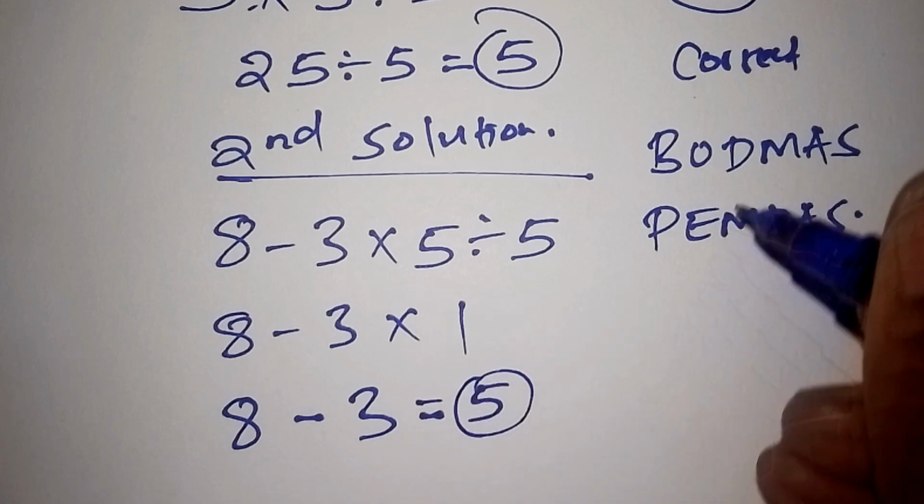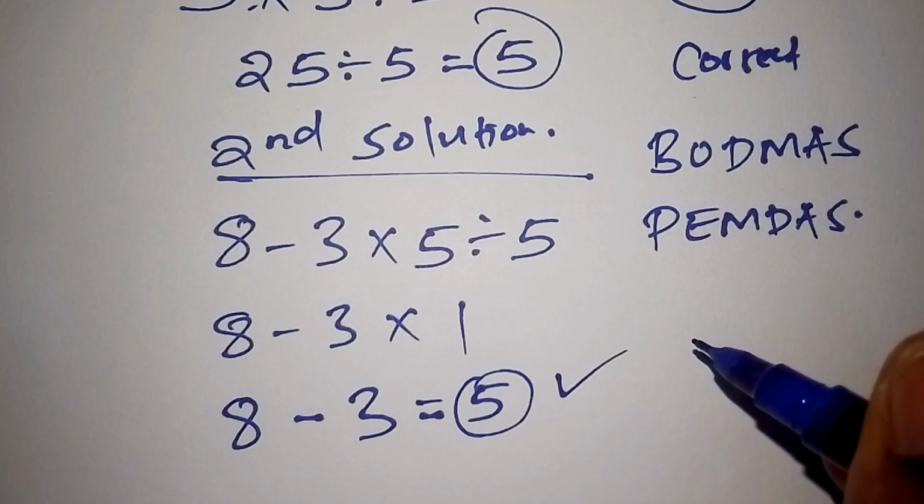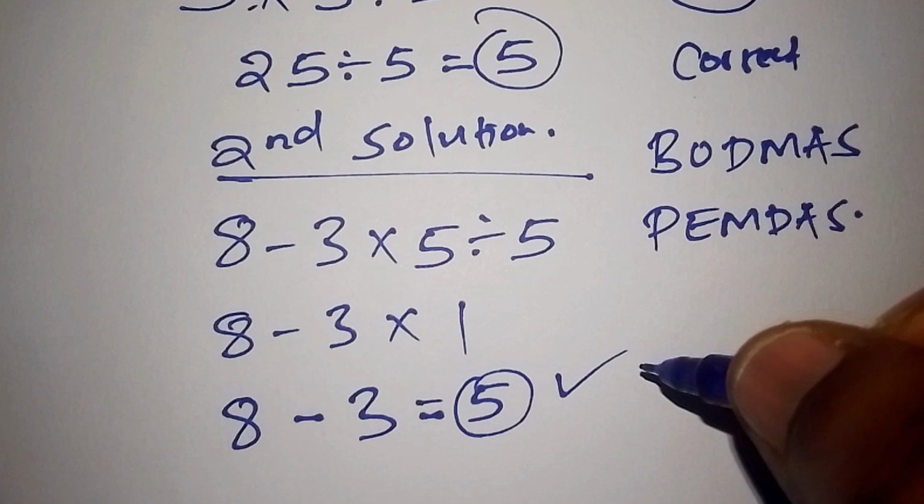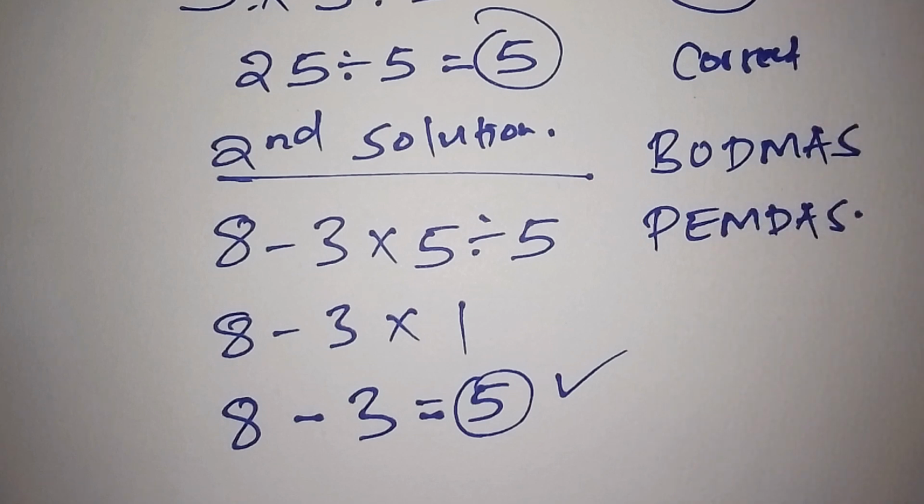So now our correct answer becomes 5. Remember that the correct answer is 5 because it has been solved in the correct way. This one has not been solved in the correct way.